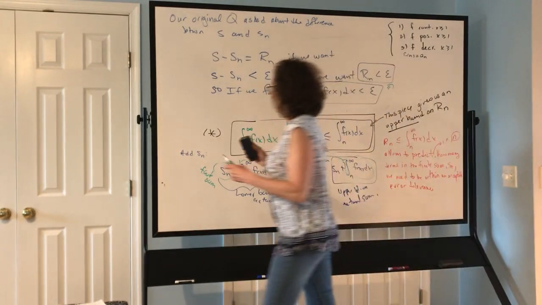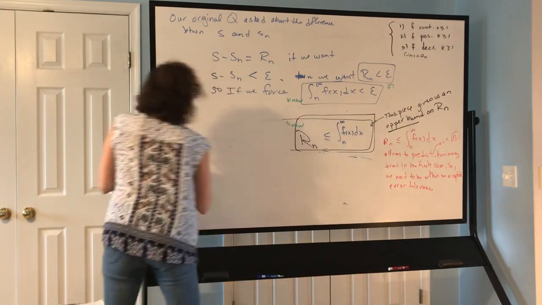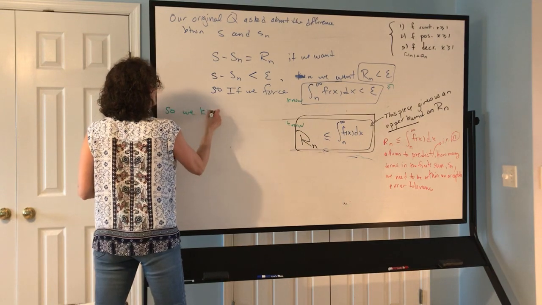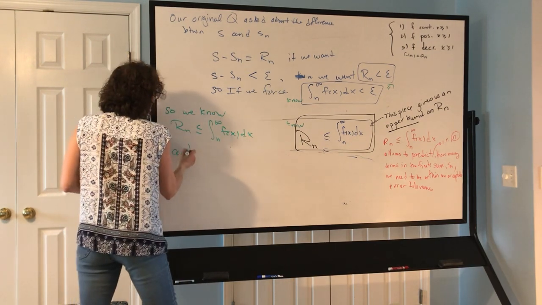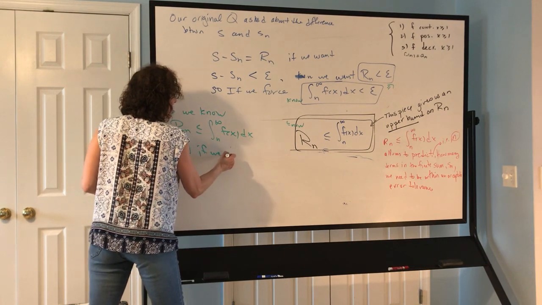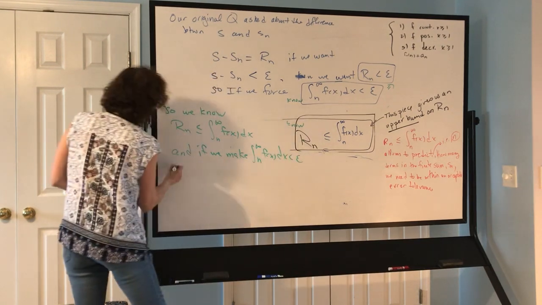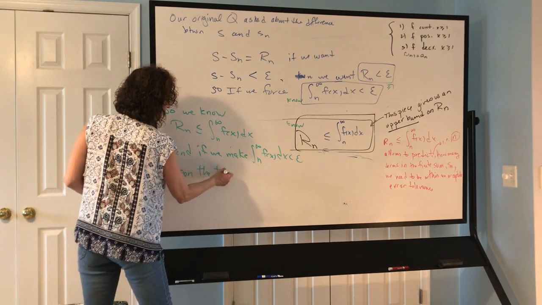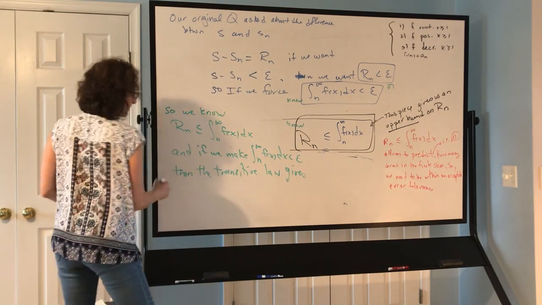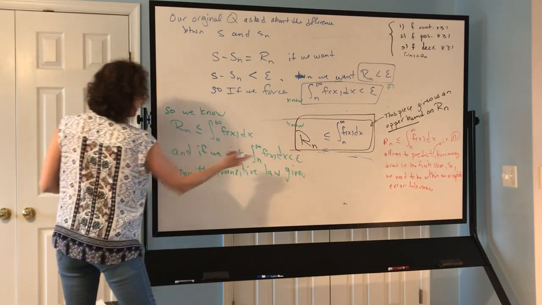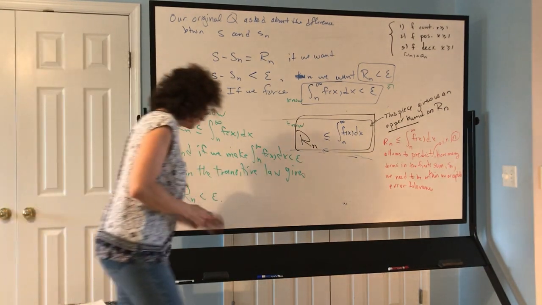Okay, maybe this is just too messy for you to see. So let's just get rid of all of that and state that one more time. So we know Rn is less than or equal to the integral from n to infinity of f of x dx. And if we make the integral from n to infinity of f of x dx less than epsilon, then the transitive law gives what? Which is what we needed. So let's look at an example of doing that.